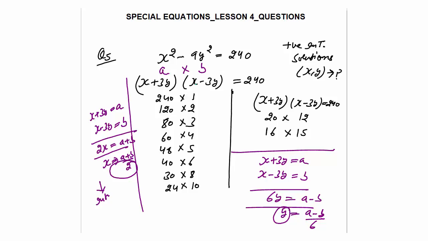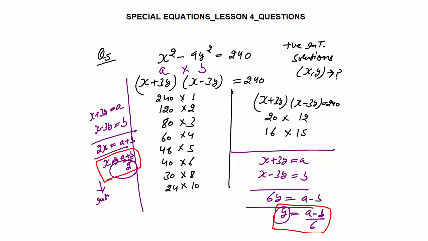So the difference a minus b must be a multiple of 6, then only your y will be a positive integer, and the addition a plus b must be divisible by 2, then only your x will be a positive integer. Now check this. First thing, a plus b.